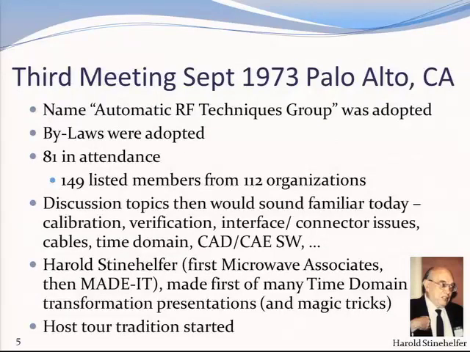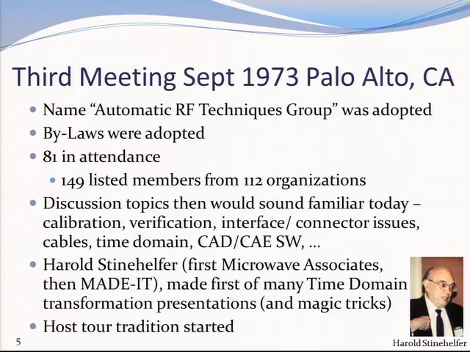And it's kind of interesting. ARFTG historically has been around 80 to 100 people over the entire 40-year period. It's gotten a little above that, a little below that, but it's always been kind of that size group, which is part of its unique character.